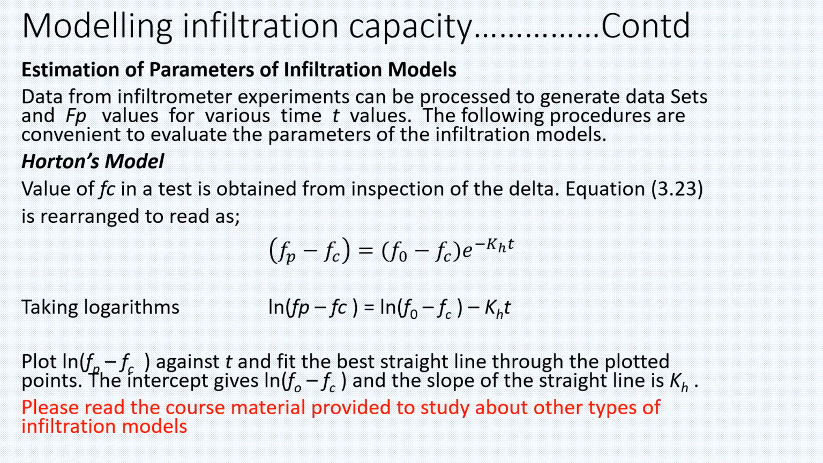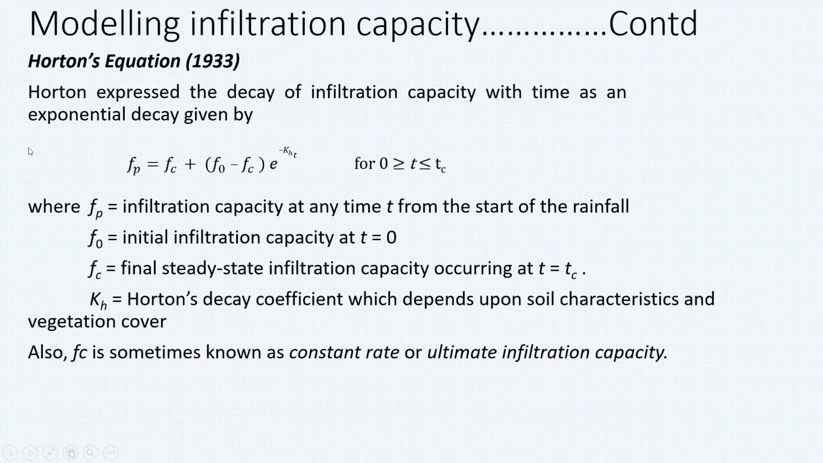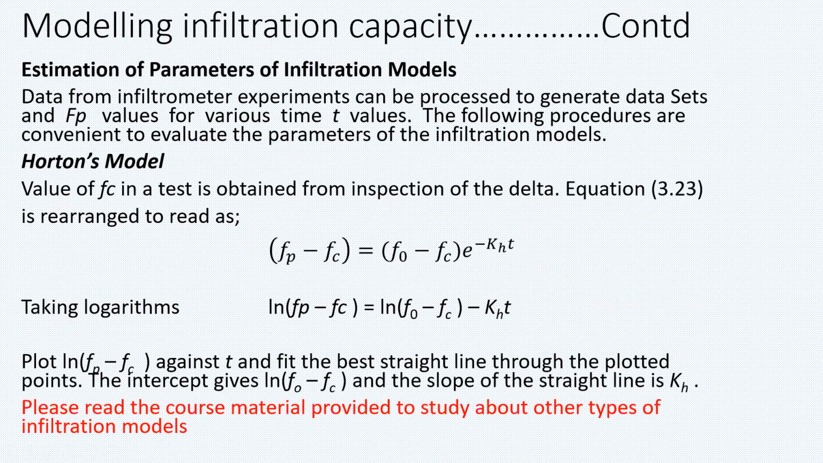Now you know that this equation represents the Horton model, but you need to determine certain parameters. To determine certain parameters, we have to use this experimental modeling. Now you have to take the logarithms on both sides, so it will become a linear equation.